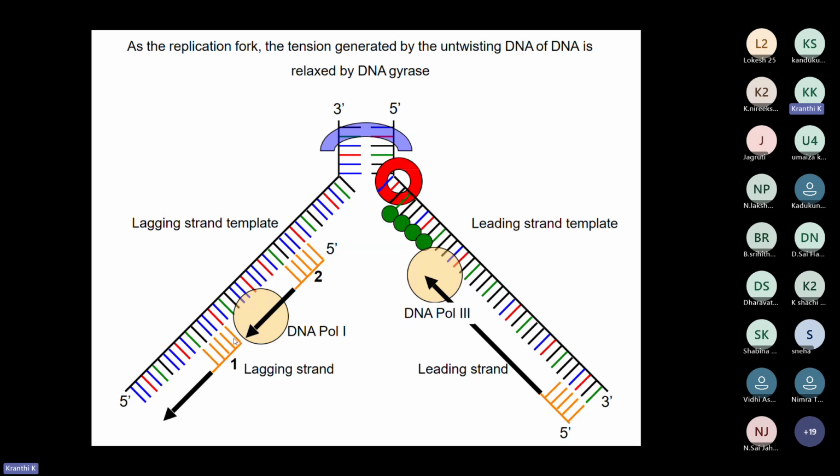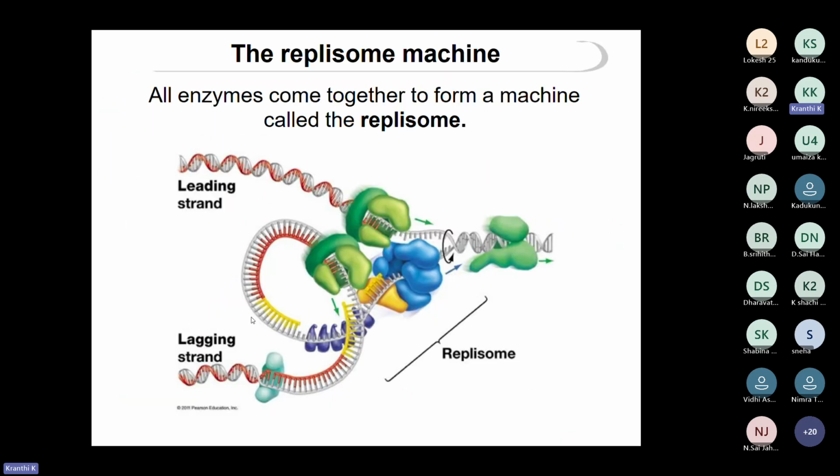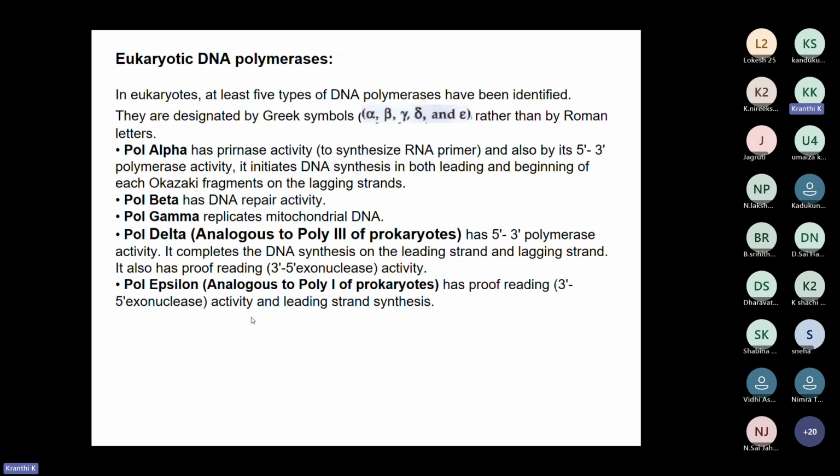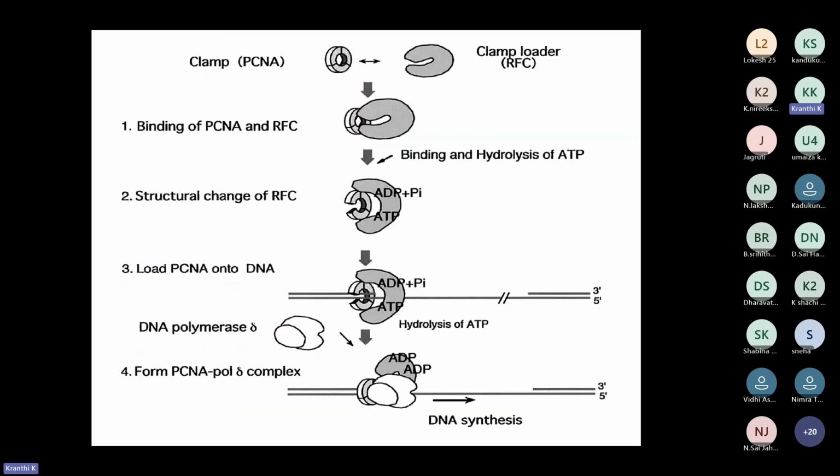The RNA primer and DNA polymerase get added directly here. There are no other proteins, so directly they got added here. But when it comes to the eukaryotes, what is happening?